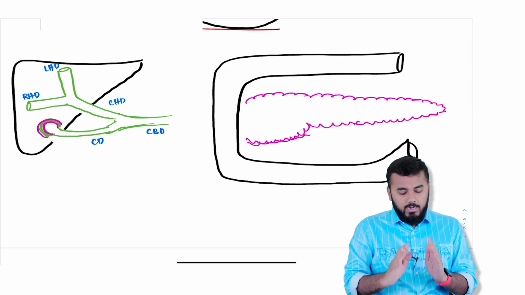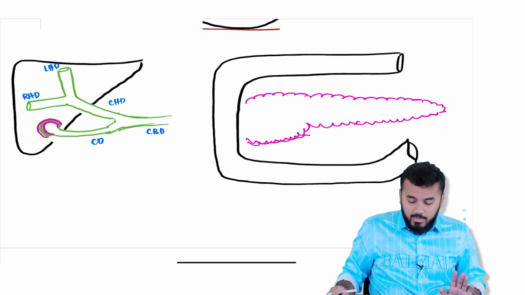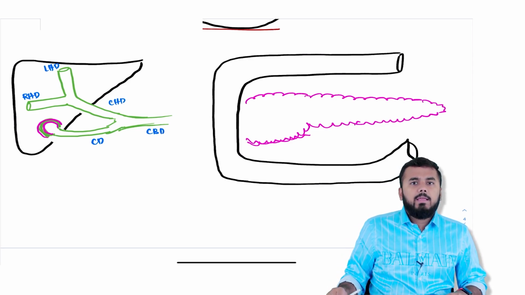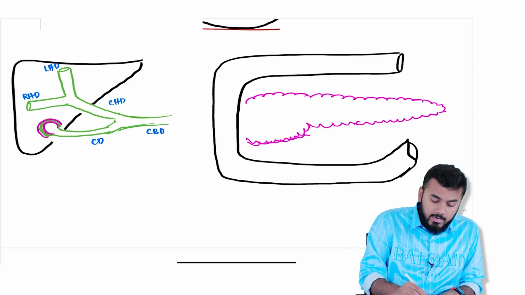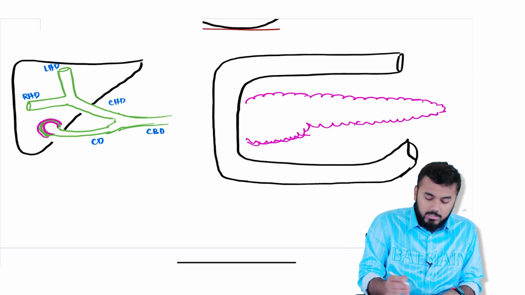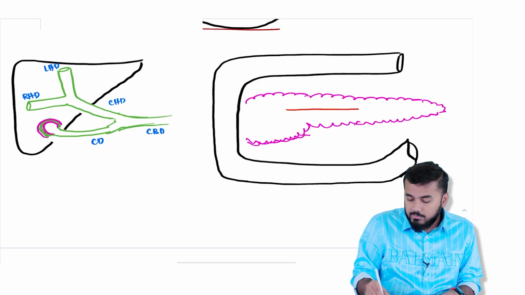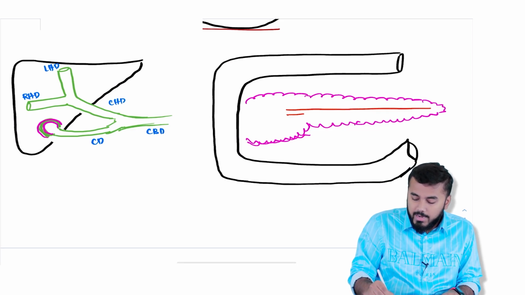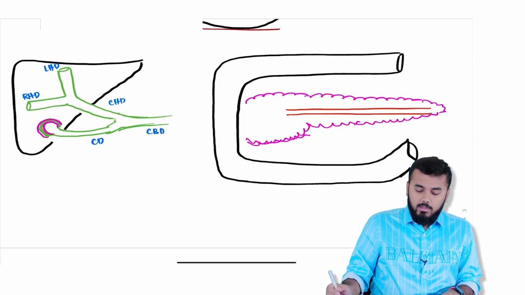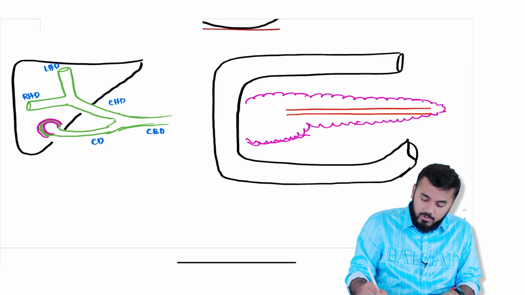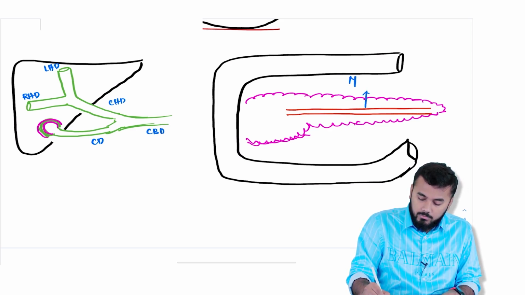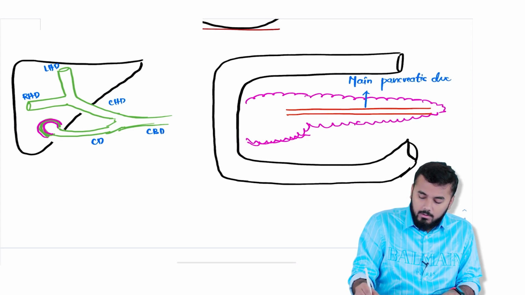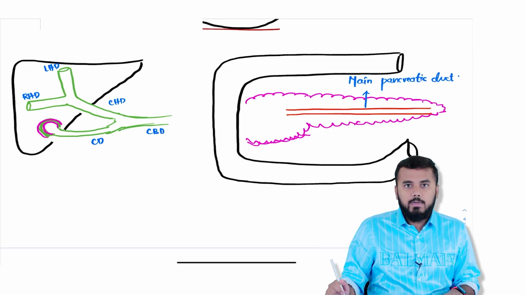Now forget this story here. Another important story is that within the pancreas, we have got another duct over here. Very important, guys, just concentrate here. Within the pancreas, we have got this duct. This is called the main pancreatic duct. What is the name of this duct over here? Main pancreatic duct.